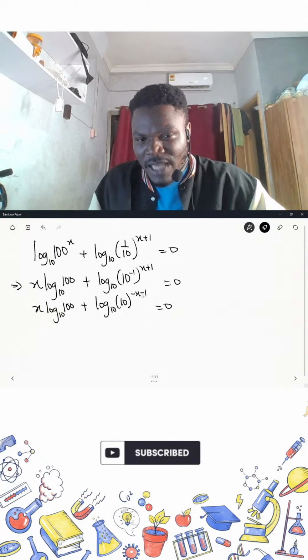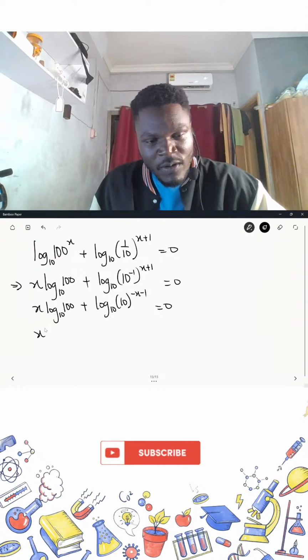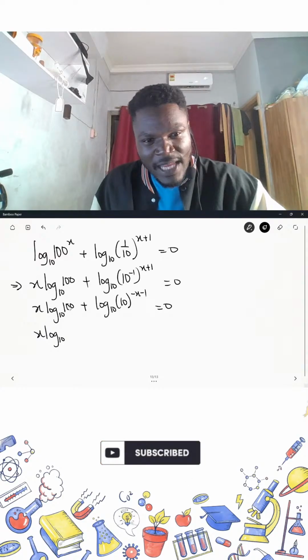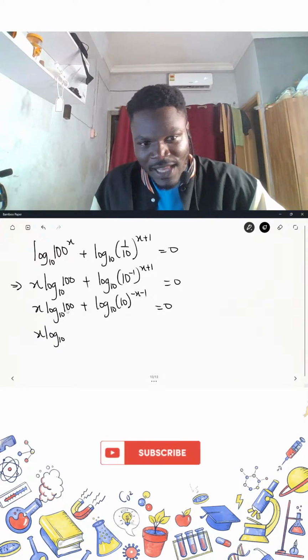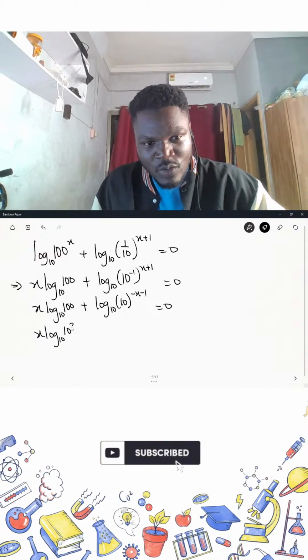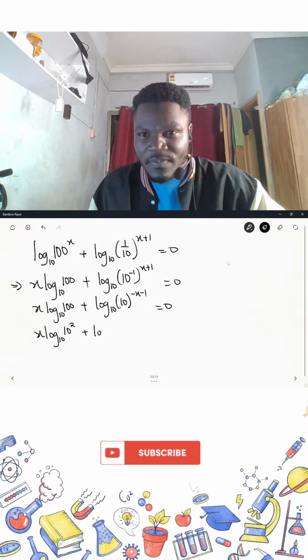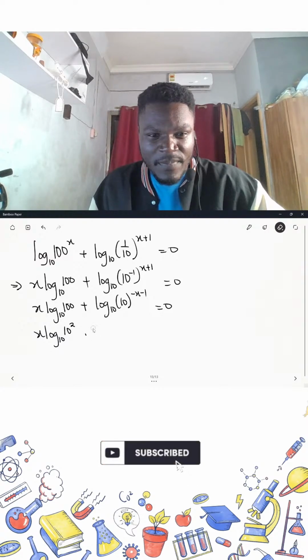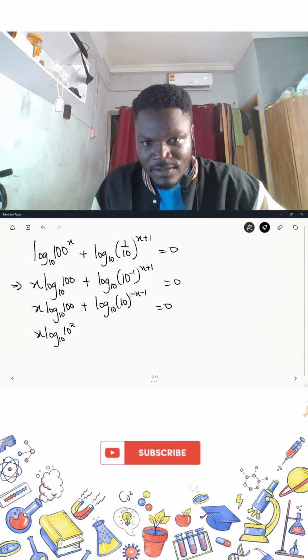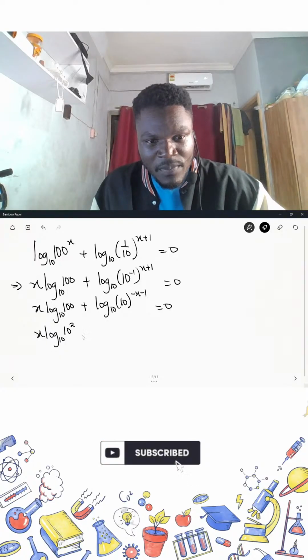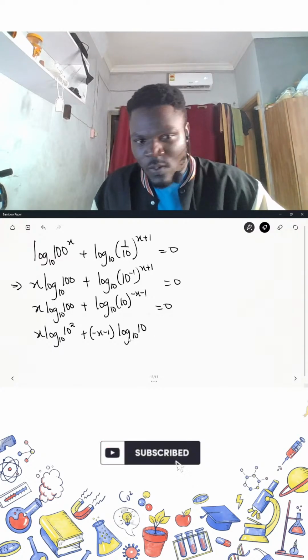So now I can bring that power in front of it. So I'll have log x log base 10. Then here, the 100 over here, we will write 10 squared. Are we okay? Then plus, here will be, sorry, I'll have here what I have as the power over here. So this will become plus minus x minus 1, then log base 10 over here.